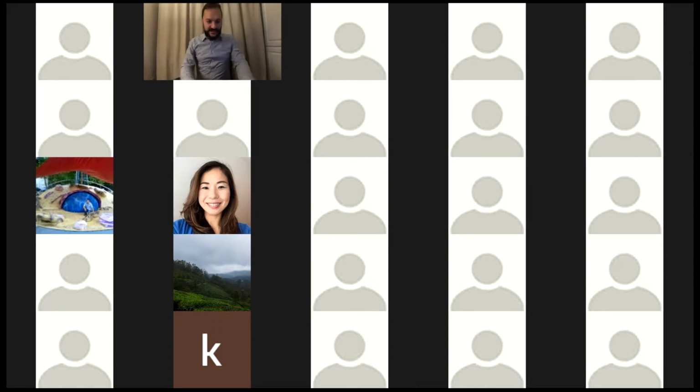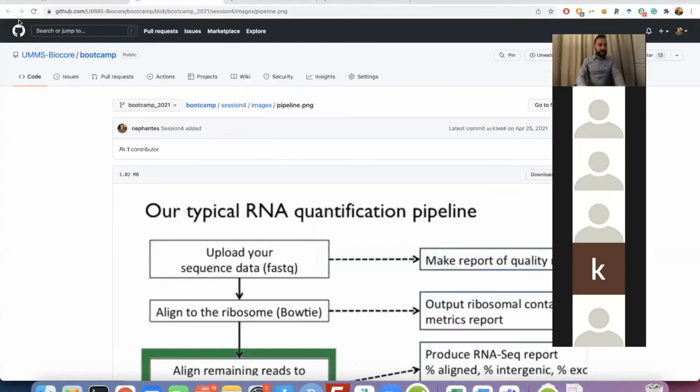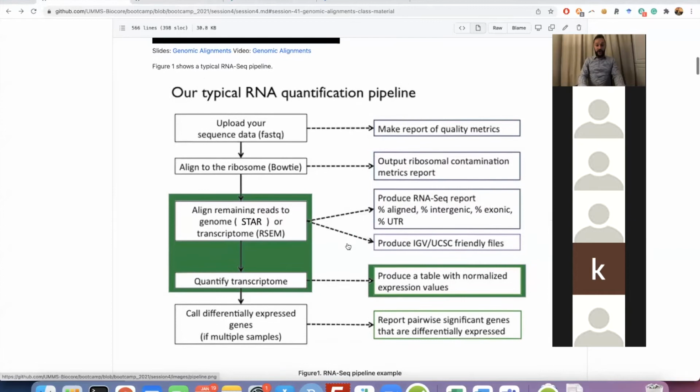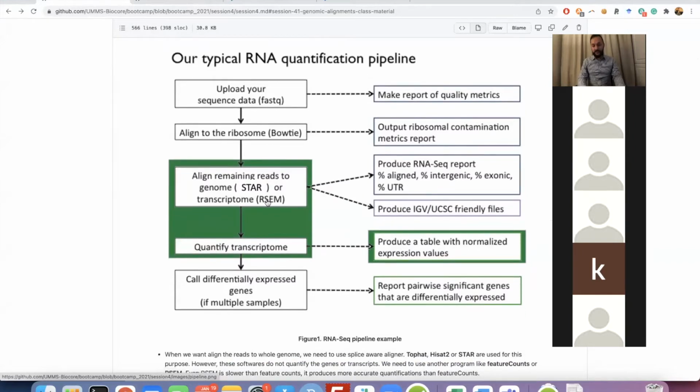So before you start the exercises, what I want to do now is share the screen again. Okay. So this diagram here is a typical RNA quantification pipeline that we are using. When we are using Dolphin Next next week, you're going to upload your files into our cluster and locate where they are in Dolphin Next. But here, you need to transfer your files to our cluster system.